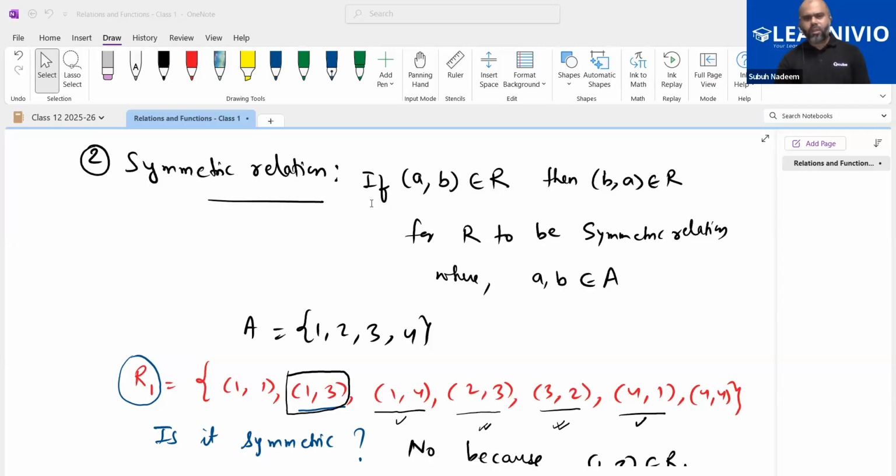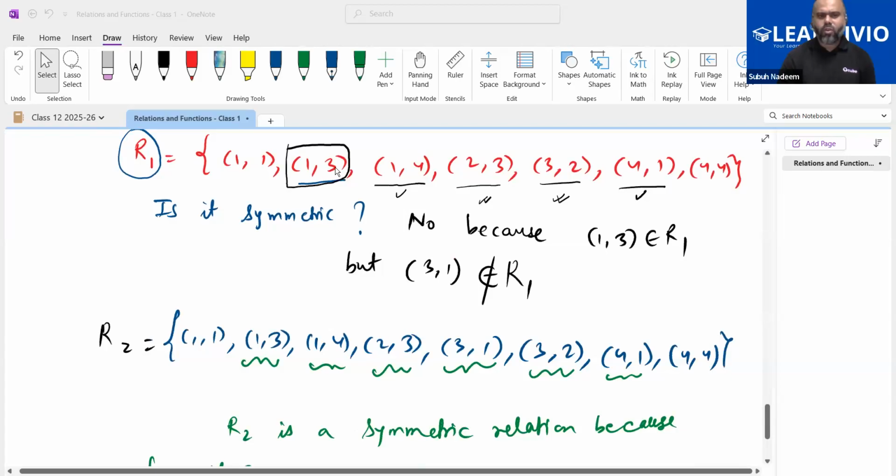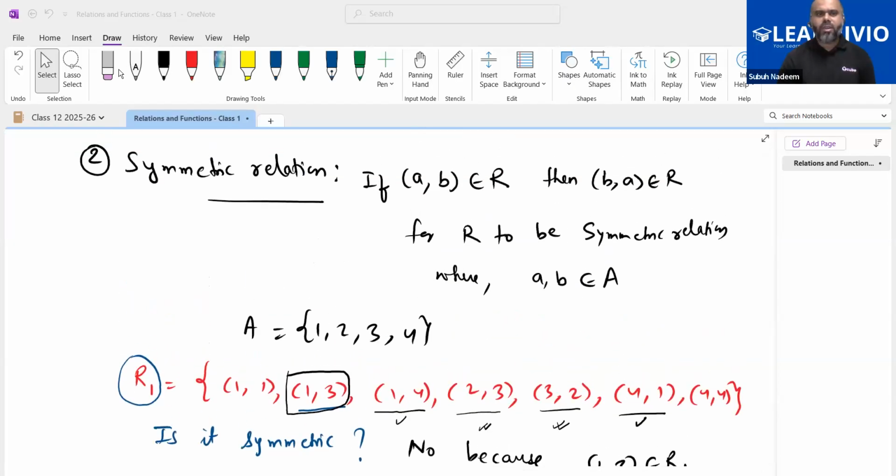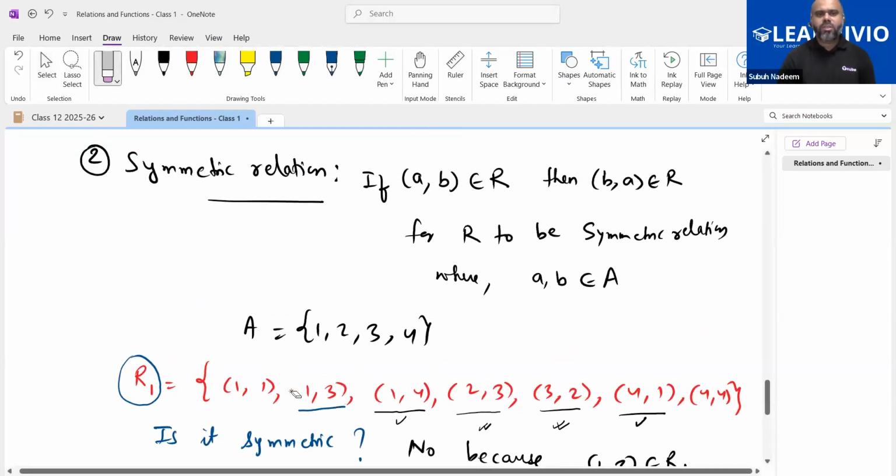There is one more thing. There is another way also to make this symmetric. One way I told you: 1 comma 3 was there, so I included 3 comma 1 also. Another way could be that we can remove this 1 comma 3. Then it will become symmetric, because 1 comma 3 is not there, so we won't check 3 comma 1. 1 comma 4 is there, we'll check 4 comma 1. 2 comma 3 is there, we'll check 3 comma 2. If (a, b) is not there, then we won't check (b, a). So that is also you need to understand. In that manner also we could have made it symmetric.